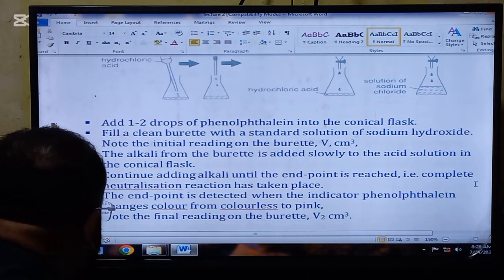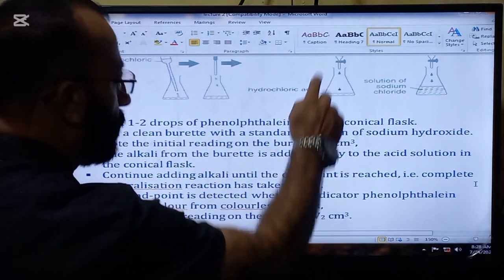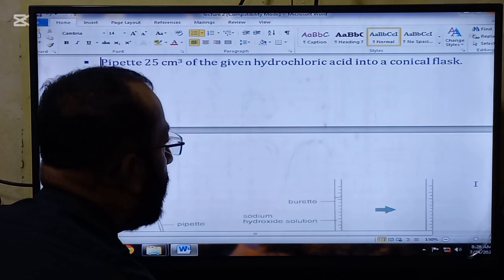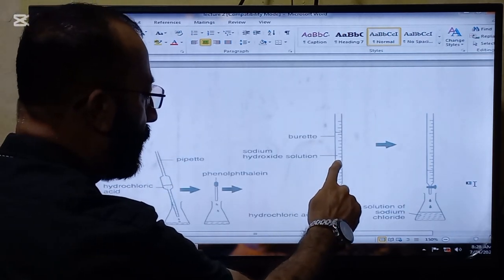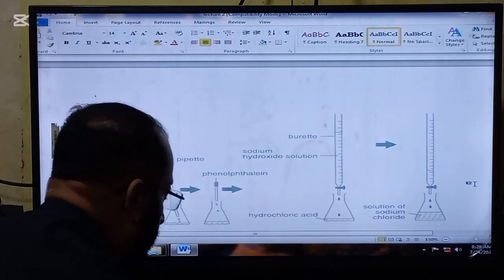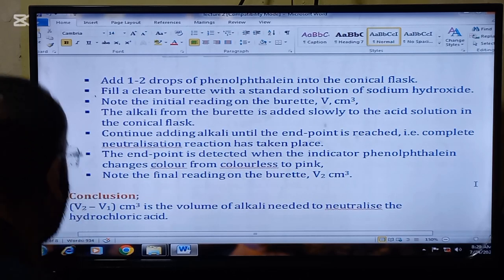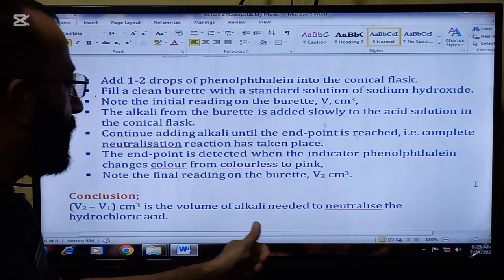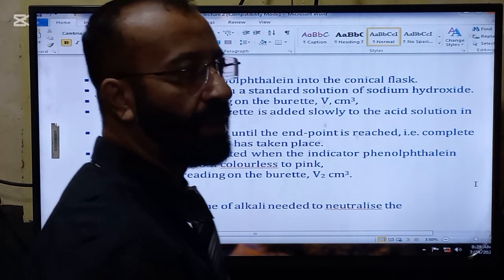Okay, the further procedure is to note the final reading on the burette, that will be V2. So then we will note the final reading. Here is the burette. We will read the final reading on the burette of the NaOH now. Okay, the final step, here is the conclusion: V2 minus V1, that is, the final reading minus the initial reading, is the volume of the alkali needed to neutralize the hydrochloric acid. So this was the experiment, students.